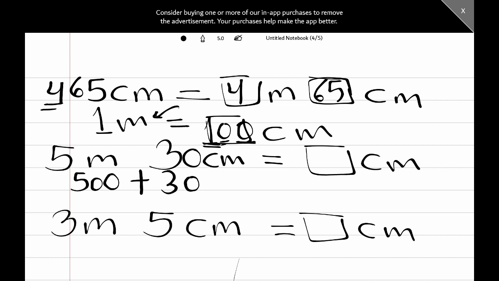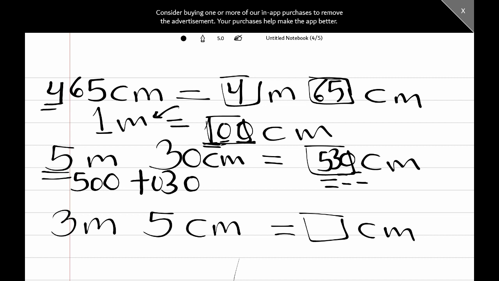Ones with the ones, 0. Tens with the tens, 3. Hundreds with the hundreds, which is 0 here, 5. So 530. So here in the hundreds place we put the meters, and in the tens and ones place we put the centimeters easily. So let's solve this easily.